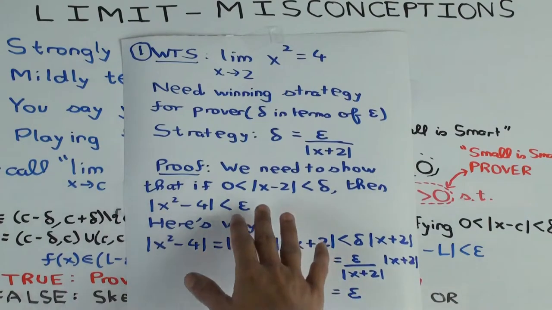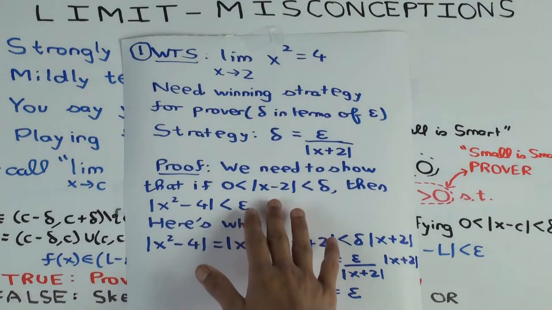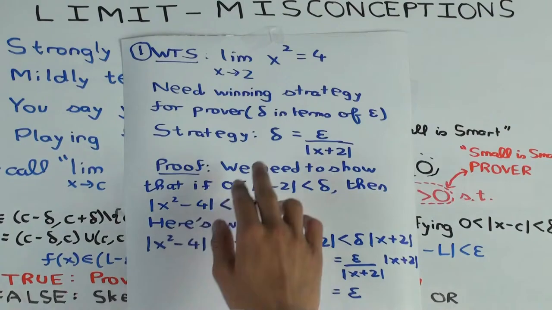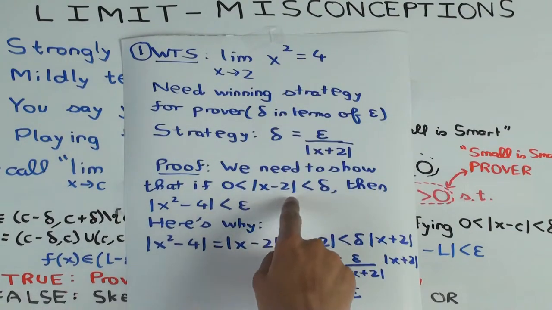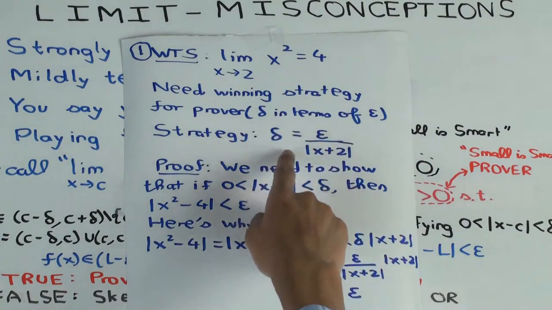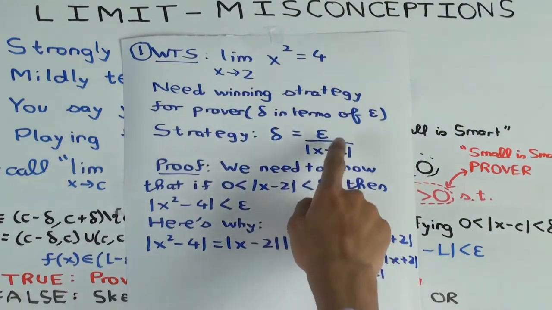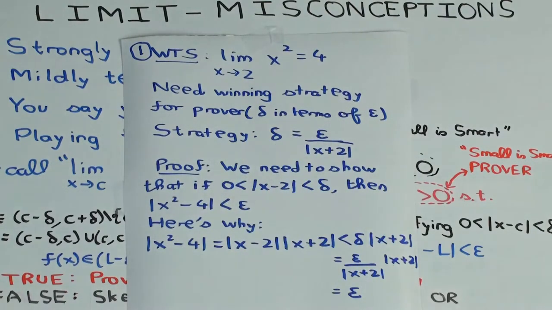So we have shown that whatever x the skeptic picks, the function value lies within epsilon distance of the claimed limit, as long as the skeptic picks x within delta distance of the target point 2. So does this strategy work? Is this a proof? What's wrong with this?